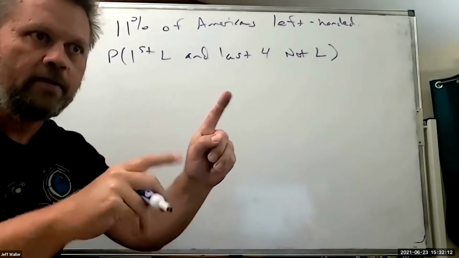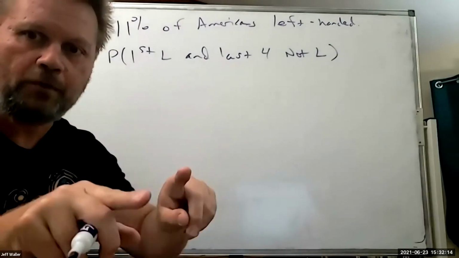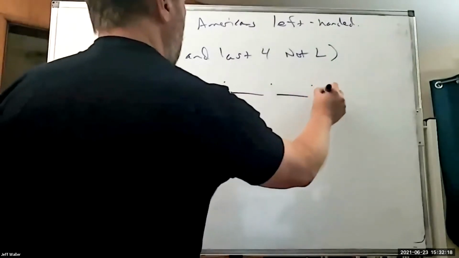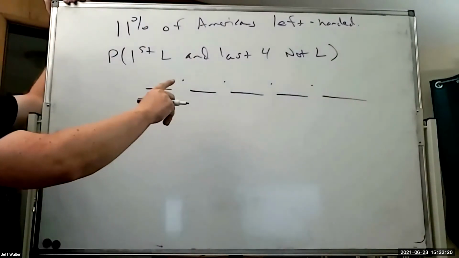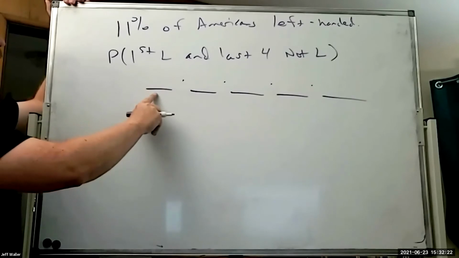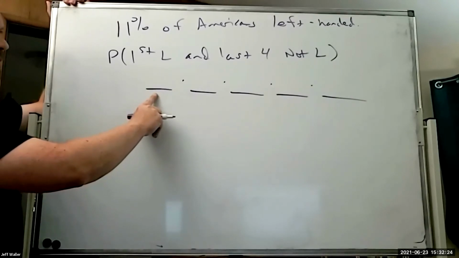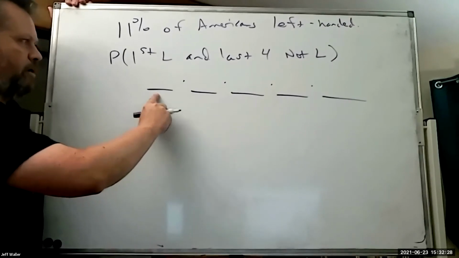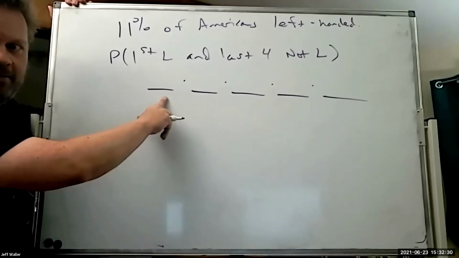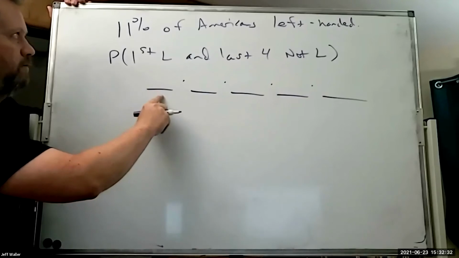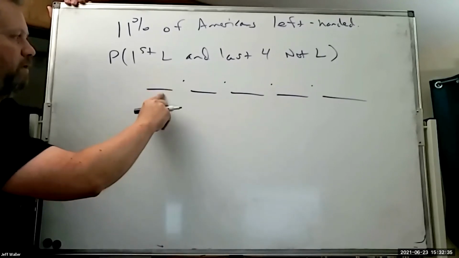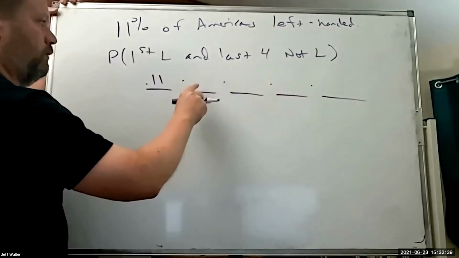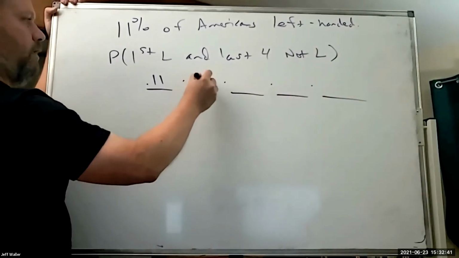This one is like the problems we did before. I can make my little hangman game. What goes here for sure? What do I want the first person to be? Left-handed. What's the probability? 0.11, and then the rest I want to be not left-handed. So what goes here? 0.89.